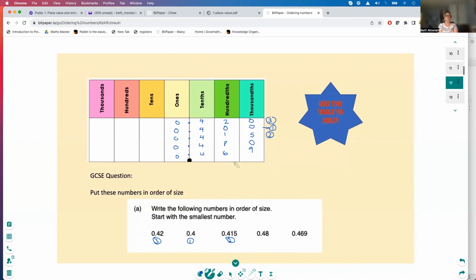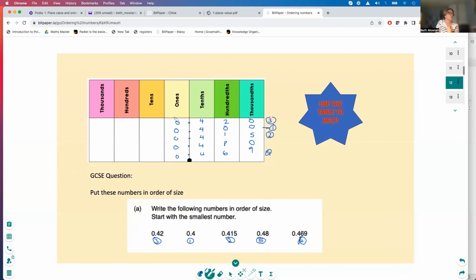Then we've got a 6 and an 8, so the 6 is the next one. And then last but not least, must be the 0.48. So by putting them in order, by putting them in the table and adding zeros to make them all the same length, what we can do is then just look at the numbers there.